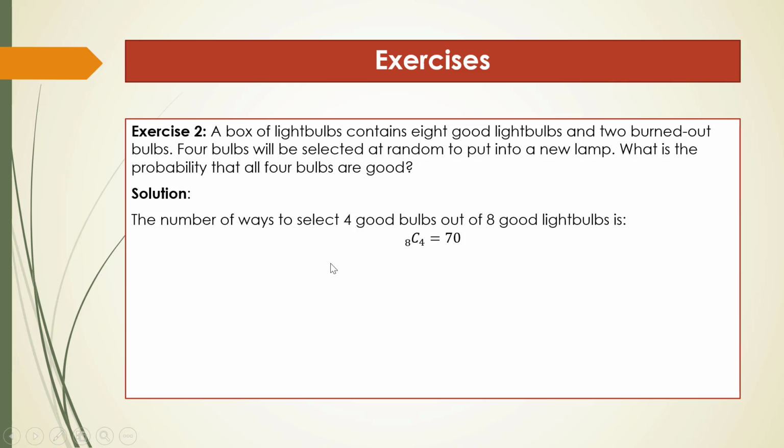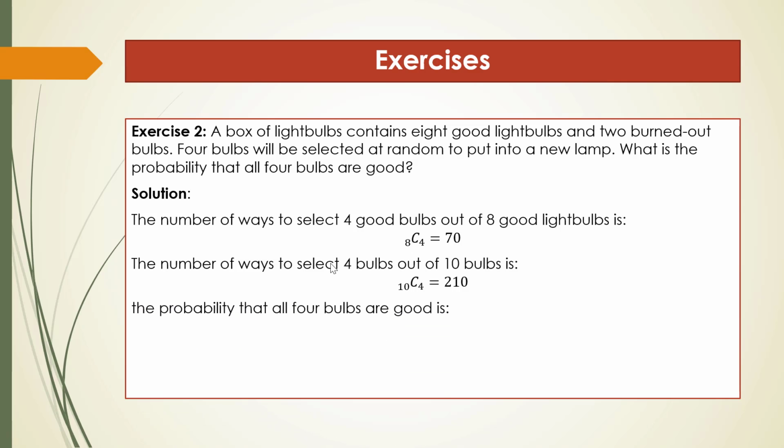Now we find the number of outcomes of the sample space. To choose 4 bulbs out of 10 bulbs, there are 10 choose 4, which is 210 ways to select 4 bulbs out of 10 bulbs. So 70 is the number of outcomes of the event, and 210 is the number of outcomes of the sample space. So the probability that all 4 bulbs are good is 70 over 210, which is 1/3.